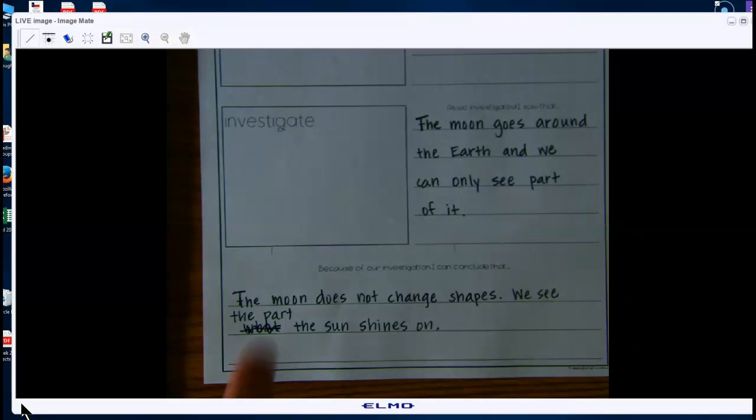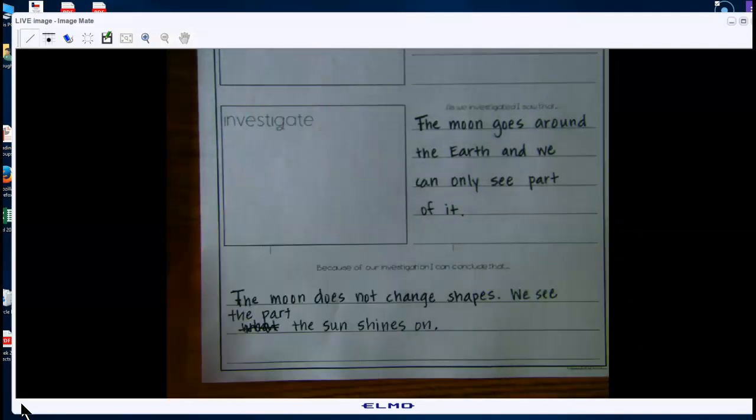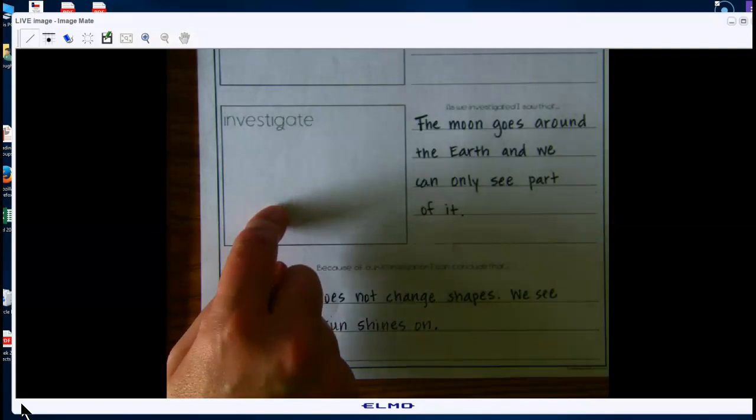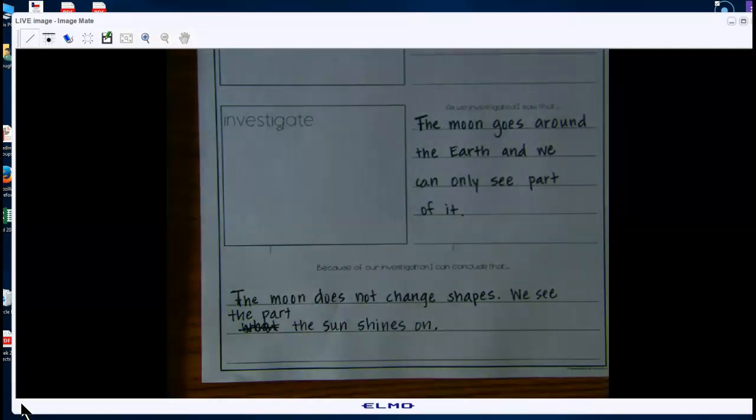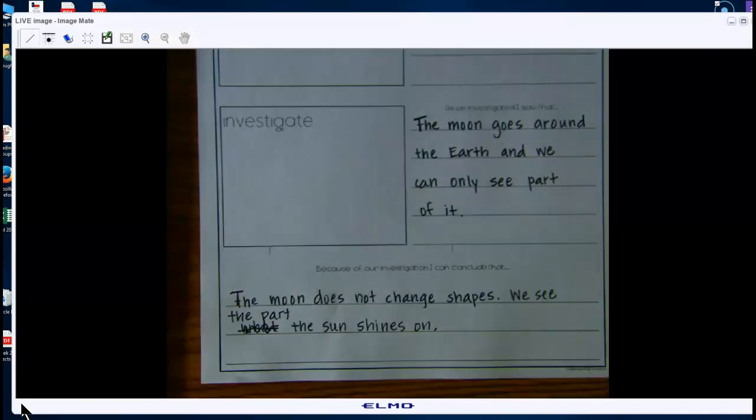So draw a picture of what you learned here. It may be the same as your hypothesis, because your hypothesis might have been right. But this picture has to be what you learned, about the moon and the sun only showing part of it. So draw me a picture that shows me what you learned.